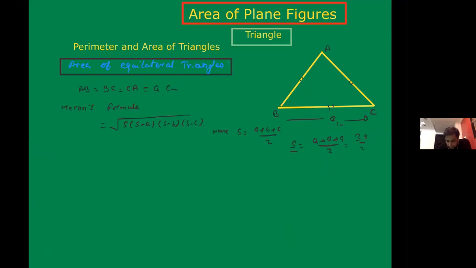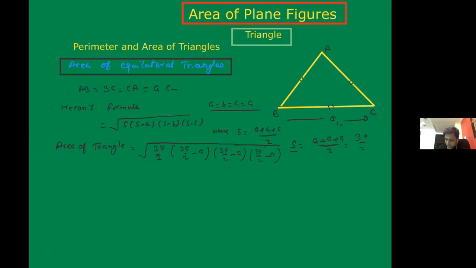So the area of the triangle will be equal to the square root of, here all the lengths are A, wherever a equals b equals c equals A. So I will put s as 3A by 2: s minus a is 3A by 2 minus A, s minus b is 3A by 2 minus A, and s minus c is 3A by 2 minus A.